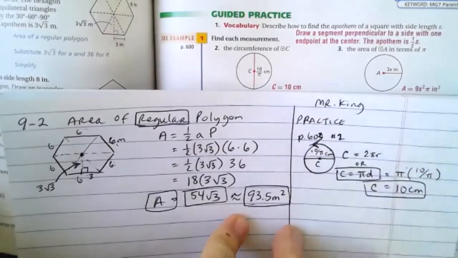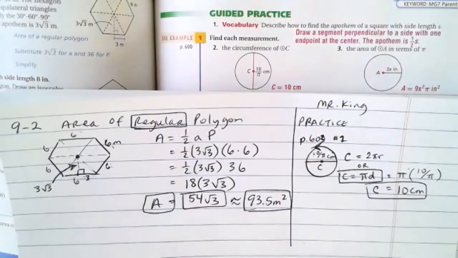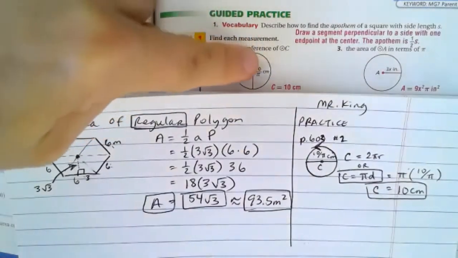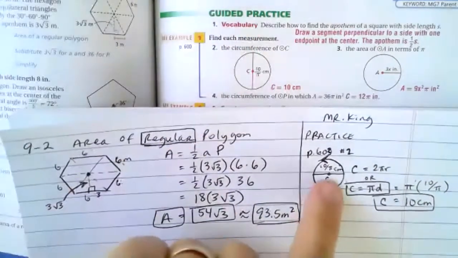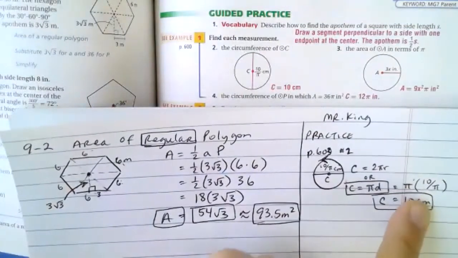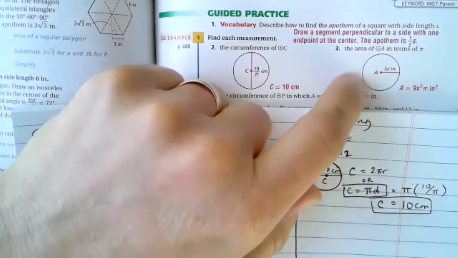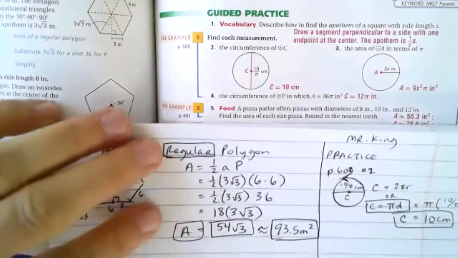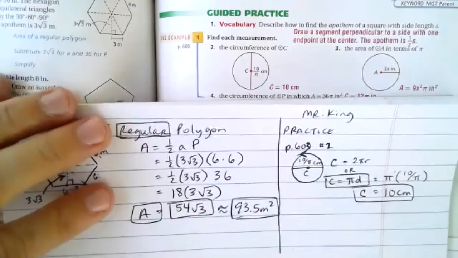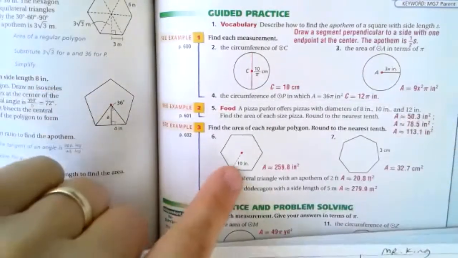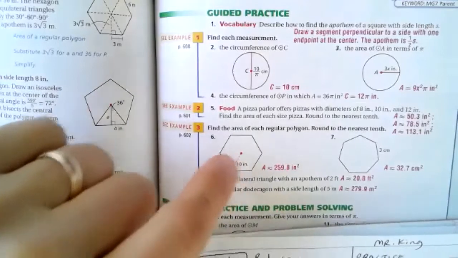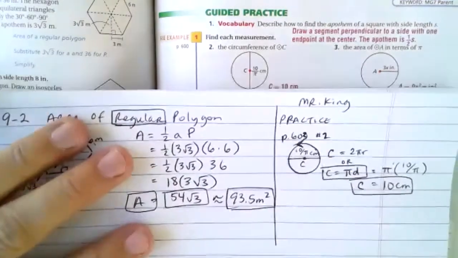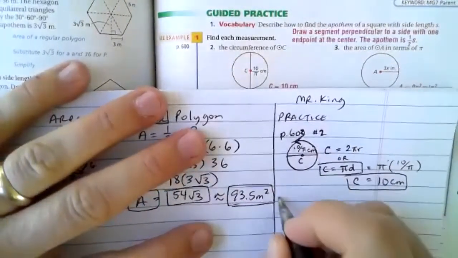So my final answer is 10 centimeters, all right? And that matches up with what the book has in the teacher's edition. So this shows how to get that. Now let's move on to area. Let's do area of a circle, and then we'll go down. I'll skip down to number 6. Okay. All right. So we're going to do number 3.